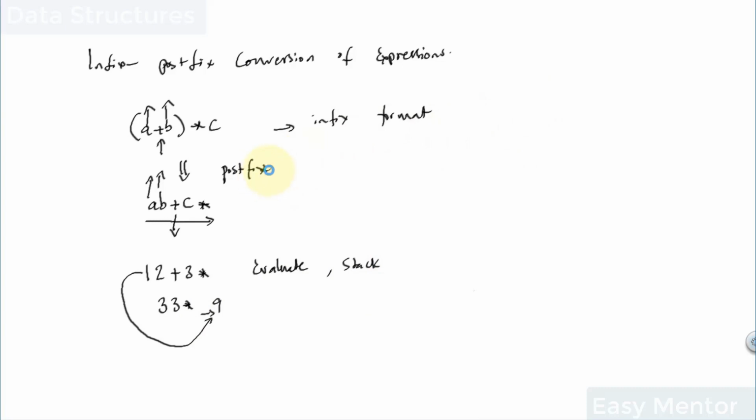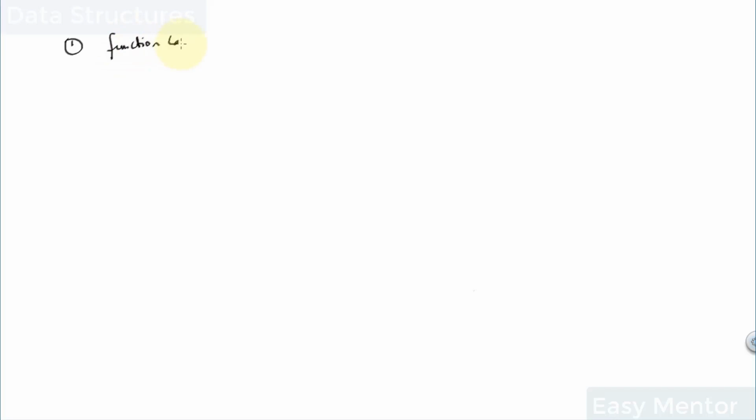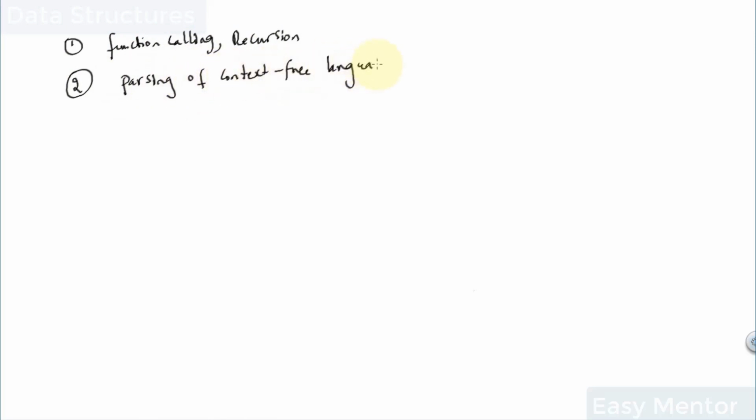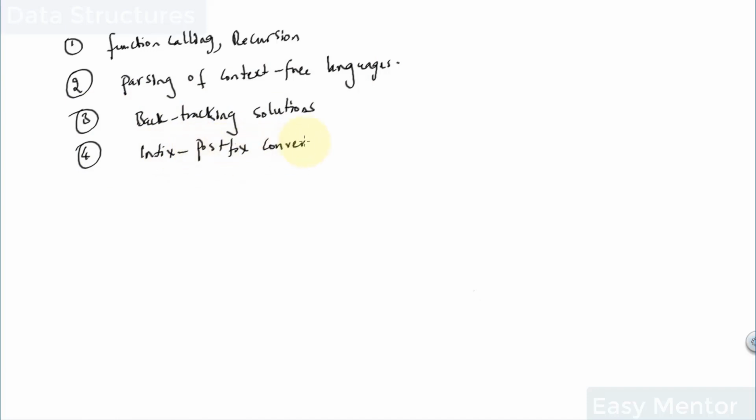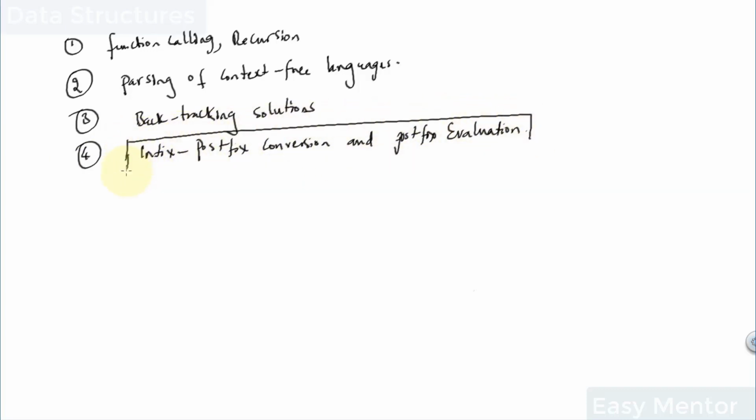To summarize, we have function calling, including recursion, and then we have parsing of context-free languages, and we have backtracking solutions, and at the end we also have the infix to postfix conversion and postfix evaluation. In the next lecture, we'll be talking about the infix to postfix conversion and postfix evaluation in more detail and understand how this works and how we can effectively use stacks to arrive at the solutions for these two problems.